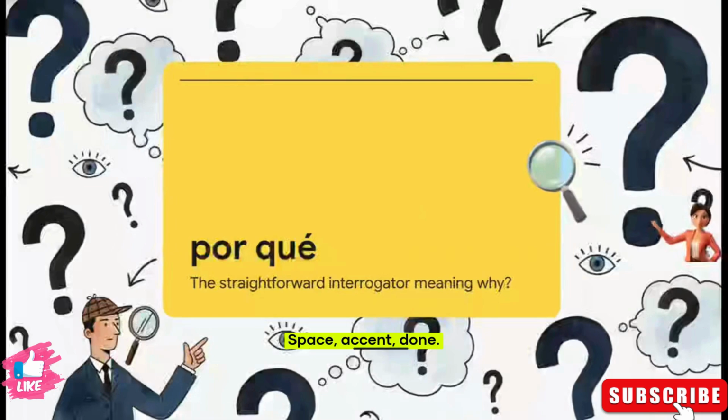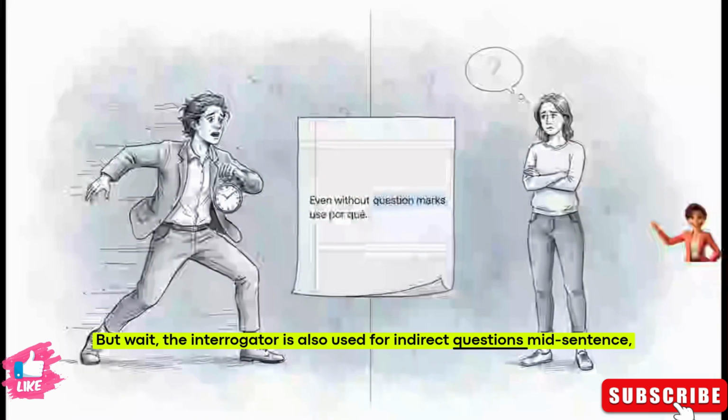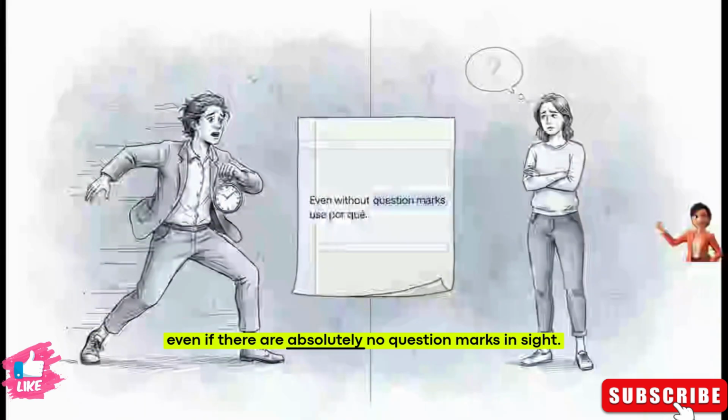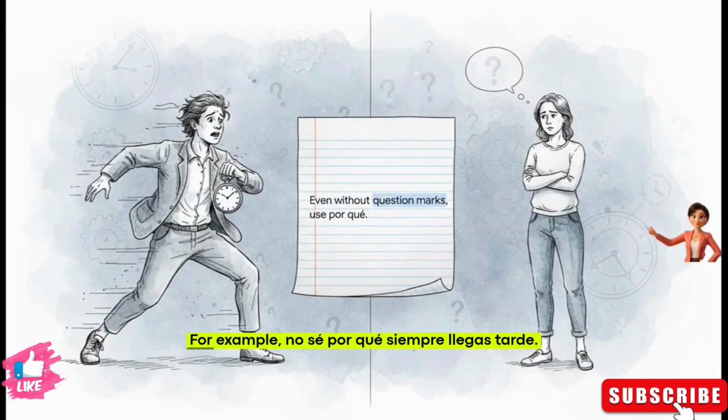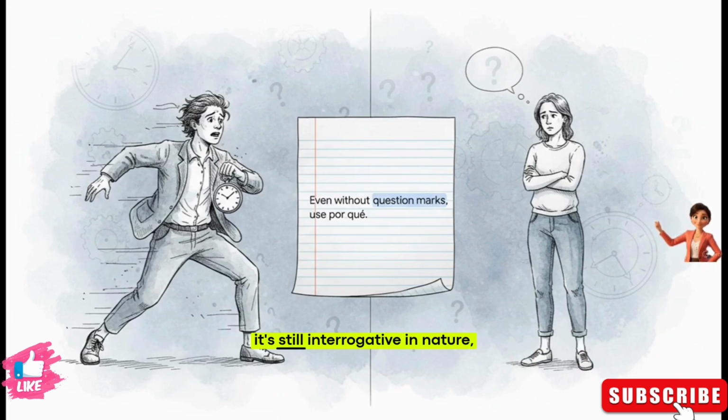Space, accent, done. But wait, the interrogator is also used for indirect questions mid-sentence, even if there are absolutely no question marks in sight. For example, no sé por qué siempre llegas tarde. I don't know why you always arrive late. You aren't directly asking them, right? You're stating a fact about a question. But even though it's hidden right in the middle of the sentence, it's still interrogative in nature, so it absolutely demands both the space and the accent mark.